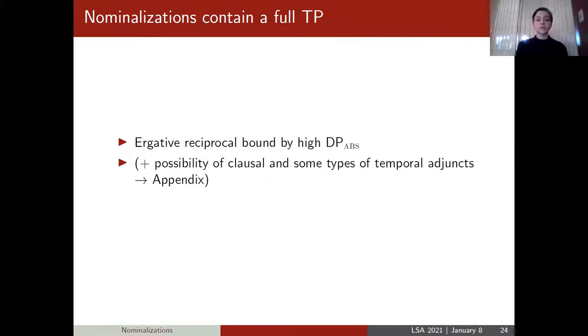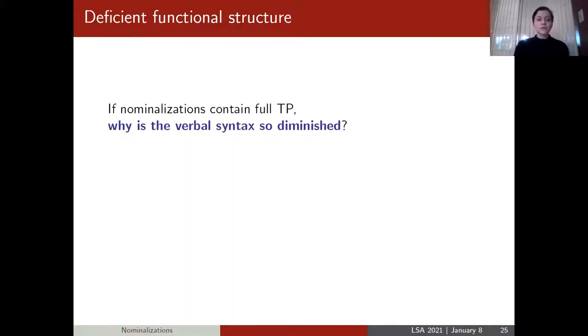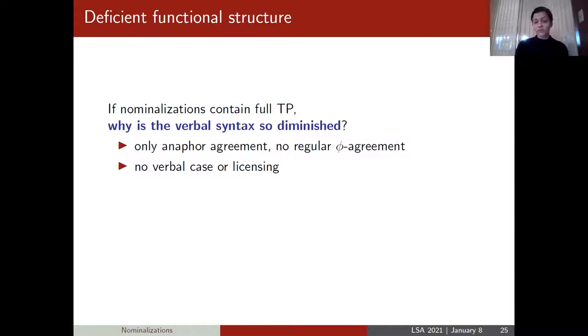And then there's additional evidence for there being high functional structure, that the nominalization includes structure as high as TP, from the possibility of clausal and some types of temporal adjuncts, which are in the appendix. And if you're really interested, we can talk about that in the question period. So here's the question. If nominalizations contain a full TP, why is the verbal syntax so diminished? You can only have anaphor agreement, no regular phi agreement. There's no verbal case or licensing, so you don't see regular absolutive or ergative case.